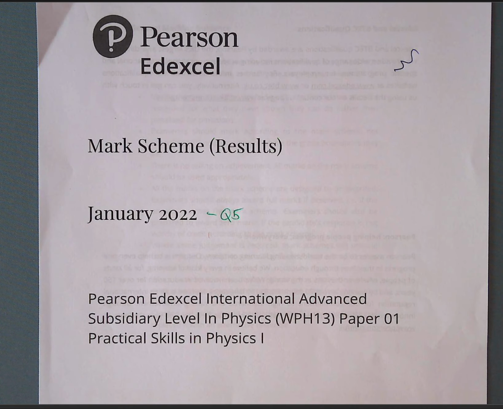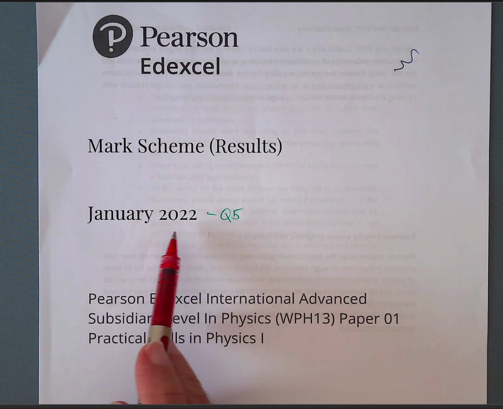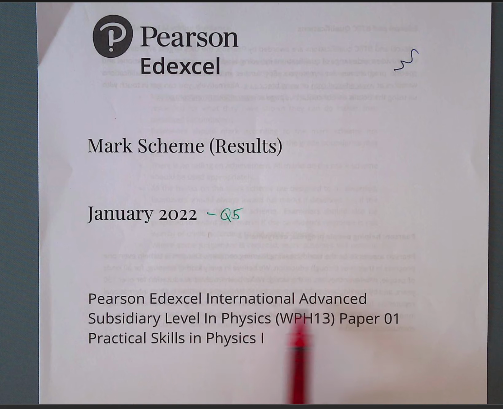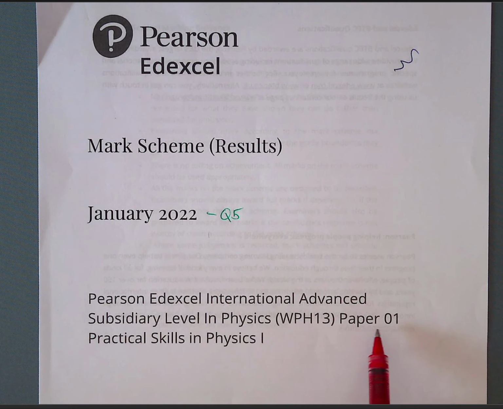Okay, we're going to go through just one question from January 2022. It's the Pearson Edexcel International A-Level in Physics. It's from paper 3, which has this code. It's the practical skills in physics, which is done after units 1 and 2 are taught.